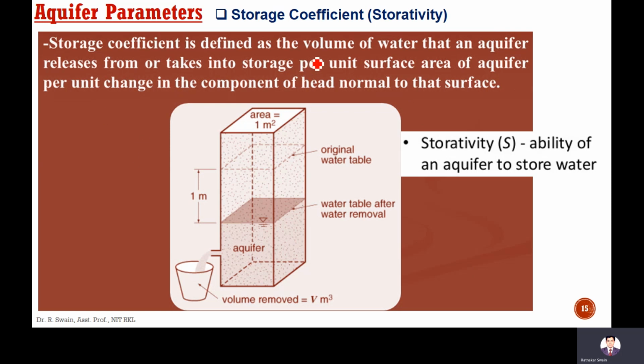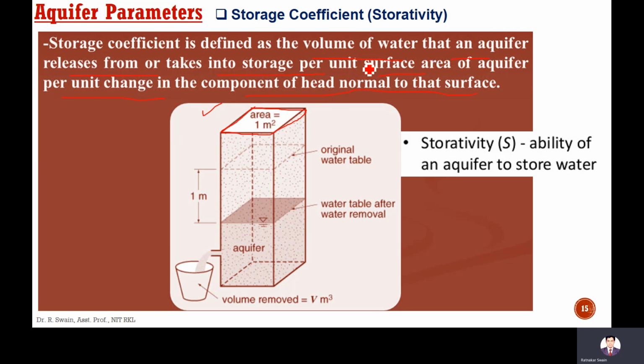Storage coefficient is defined as the volume of water that an aquifer releases from or takes into storage per unit surface area of an aquifer per unit change in the component of head normal to that surface. Try to understand this definition. Here in this figure, this is the soil body, and the area is 1 square meter.